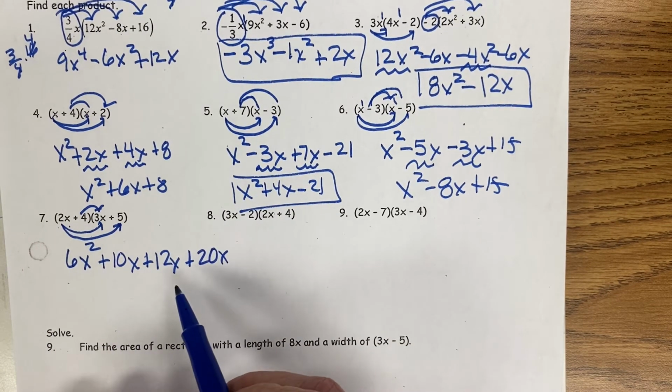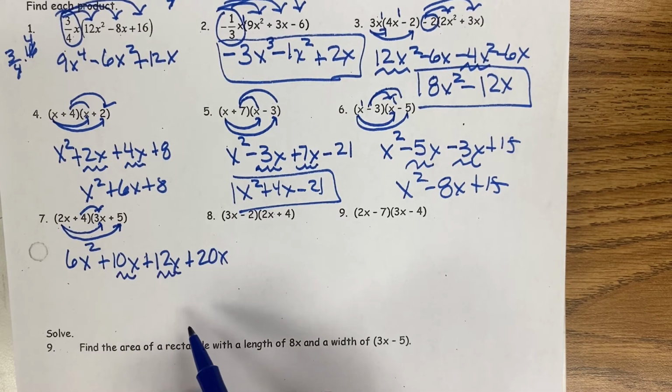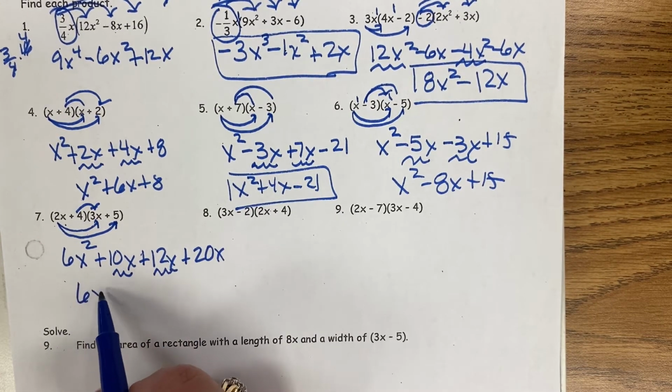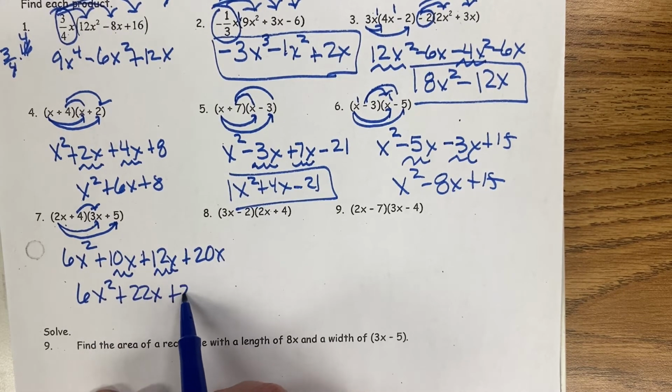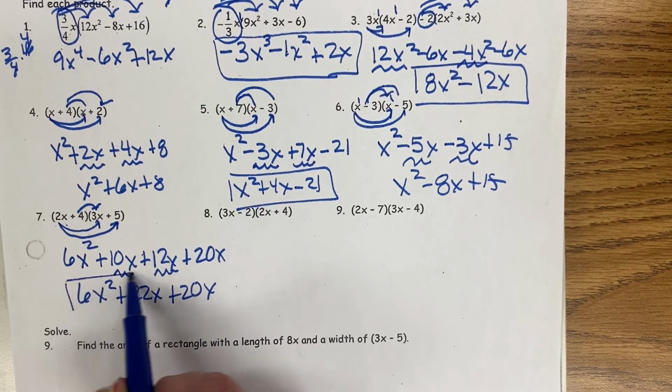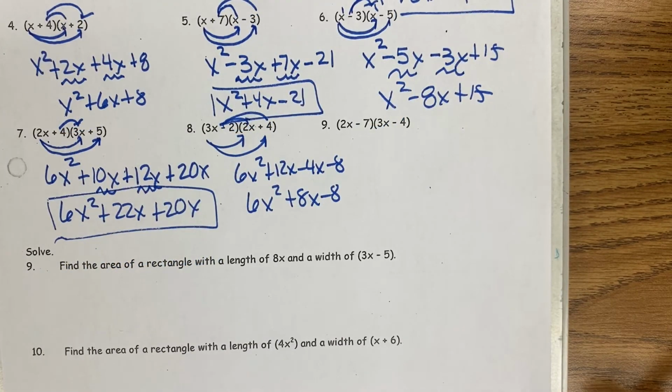Then we want to go combine like terms, and I have a 10x and a 12x, which are my middle terms, and that becomes 6x squared plus 22x plus 20x. All right, how about if you go do number 8 and we'll compare answers. All right, you should have come up with 6x squared plus 8x minus 8.